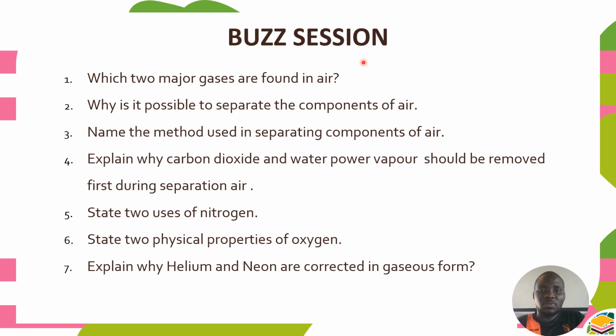In this buzz session, we have the following questions. Which two major gases are found in air? Why is it possible to separate the components of air? Name the method used to separate the components of air. Explain why carbon dioxide and water vapor should be removed first when separating air. State 2 uses of nitrogen. State 2 physical properties of oxygen. Explain why helium and neon are collected in gaseous form.